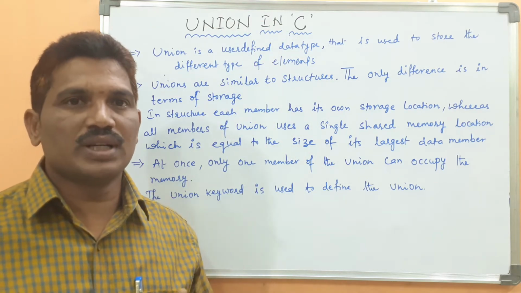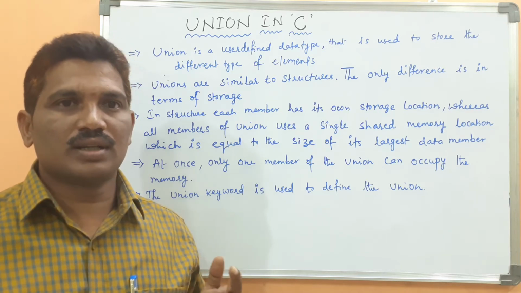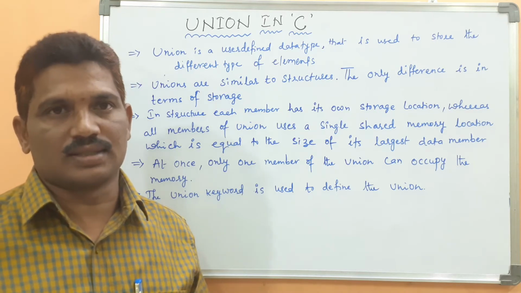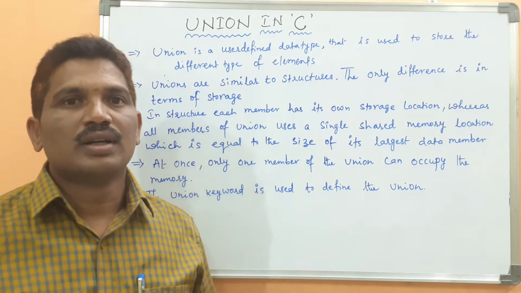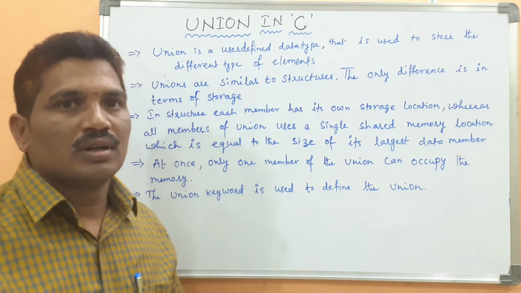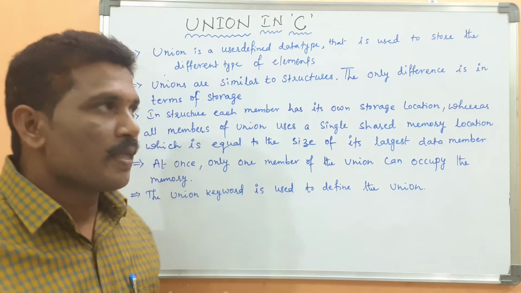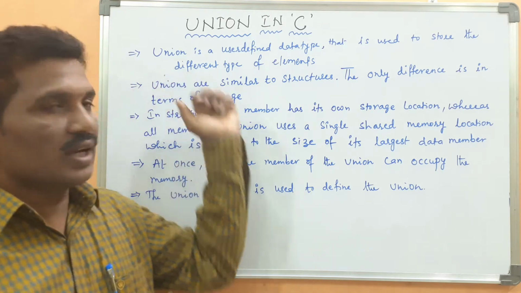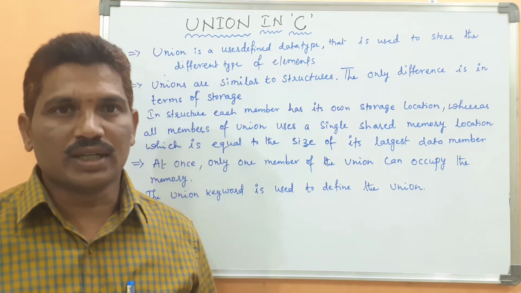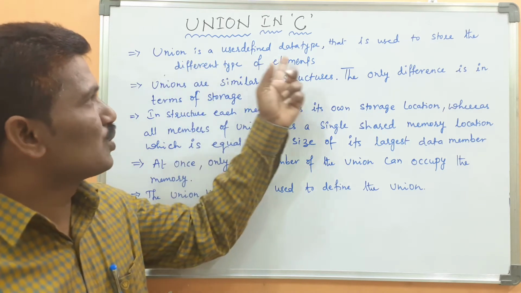Why do we use the union concept in C, and what are the differences between union and structures? After that, I will give an example using the union concept. First of all, I want to tell you the definition of the union. The union is a user-defined data type.